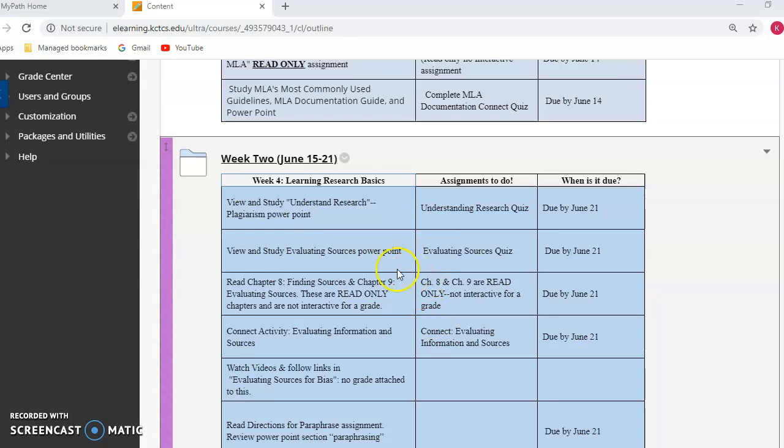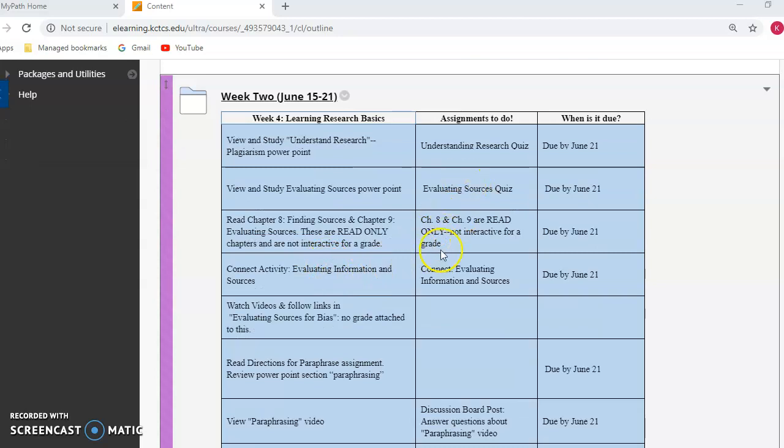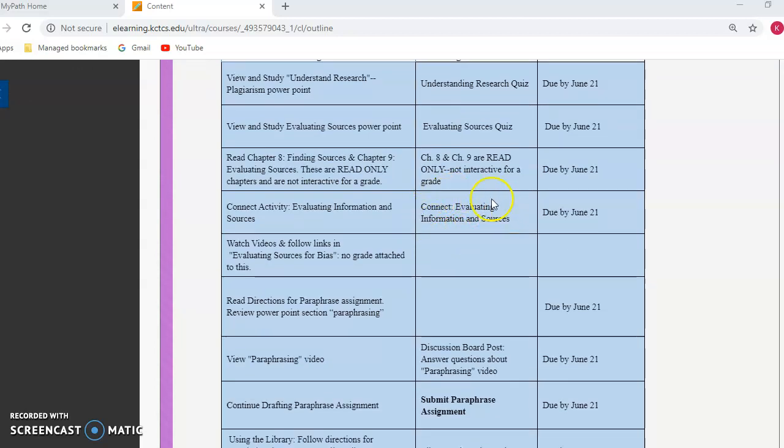So this week we're moving forward with understanding research and how to evaluate sources. As you can see, the assignments here are a PowerPoint and an attached quiz. There's also 2 chapters that you need to read, but they are not interactive, so they're not for a grade. However, you do need to read them to understand what you are doing for the rest of this class. I will be able to tell who's read the assignments, although you will not be given a grade in Blackboard for this. Okay, but as for the Connect, this is an assignment and it's evaluating information and sources, so it is an interactive assignment, so make sure you do that one.